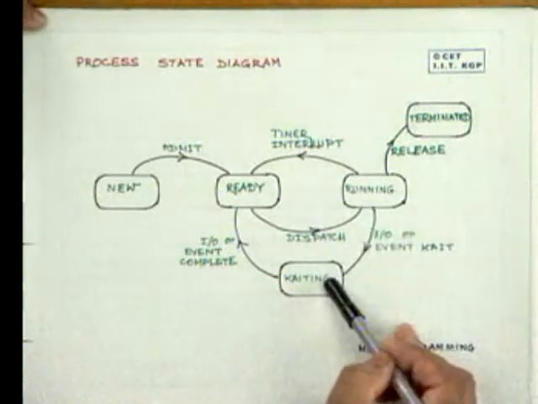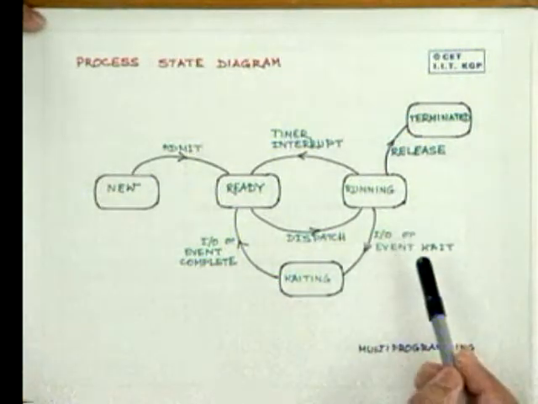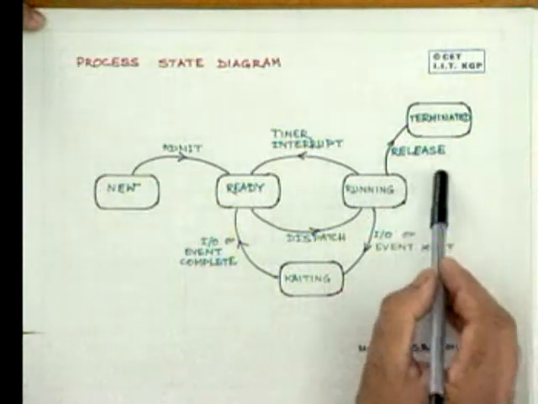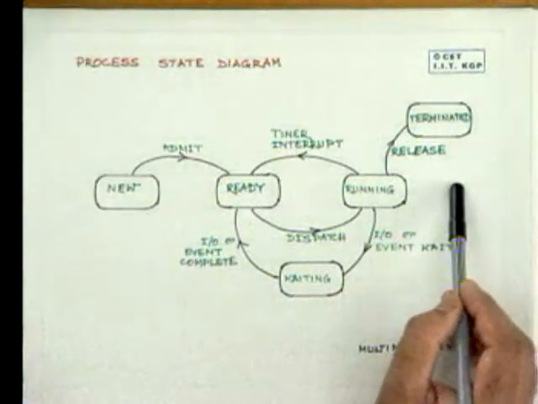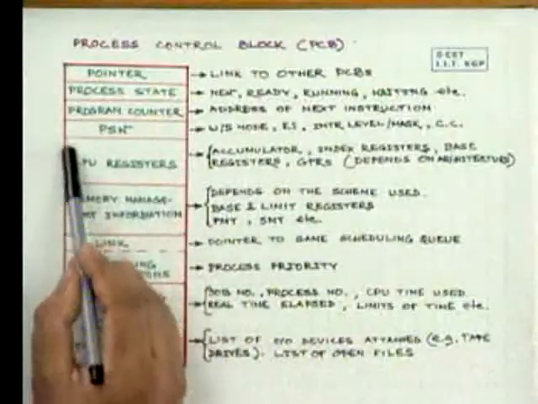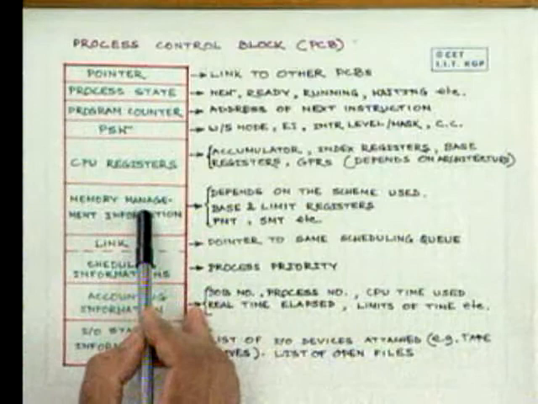Now say the situation is that it is running and it has to come to the waiting state because an I/O has been requested. Then all this information, like the CPU registers, processor status word, program counter, and memory management information, all of it is to be saved, and it is saved immediately into the corresponding fields of the process control block.